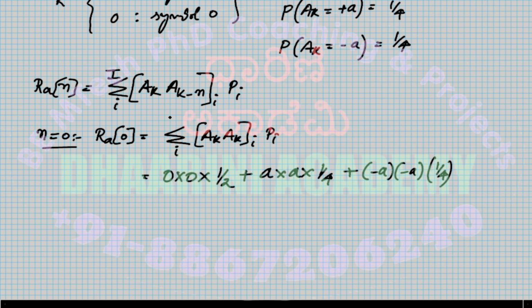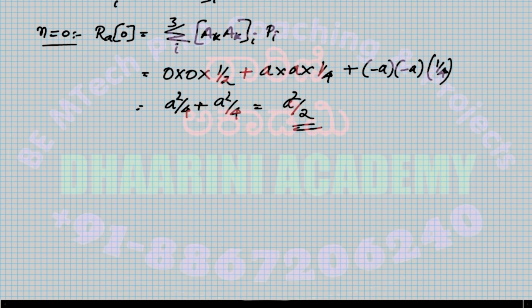I understood. Right. So all the terms we wrote. That means the first term is how much? A square by 4. First term is 0. Second term is A square by 4. Next one is also A square by 4. So this has to be A square by 2, isn't it? Are you okay? All right. Let's proceed. That is n equal to 0.